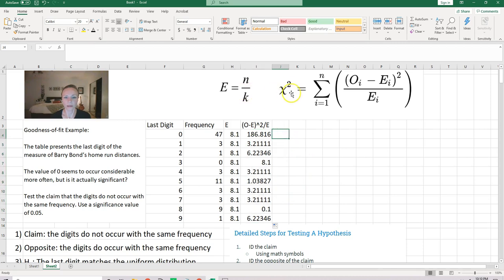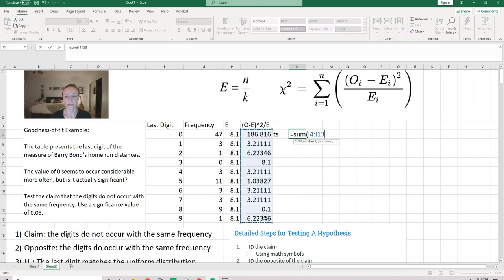And remember, the actual chi-squared value, the test statistic, which I'll abbreviate TS, is equal to all of those added up. So I'm going to do sum and then highlight all these numbers. Pause for a second so that you can see that, and then hit enter. If you'd like to see these equations, I'll grab them for you.